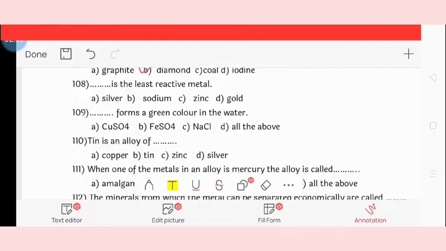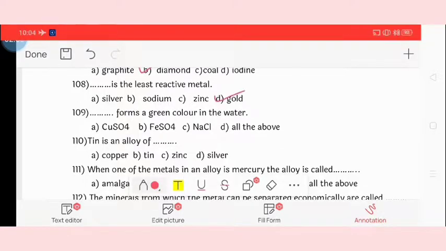Dash is the least reactive metal. So simple, it is option D, that is gold. Gold is the least reactive metal.